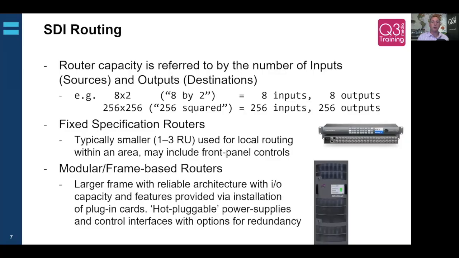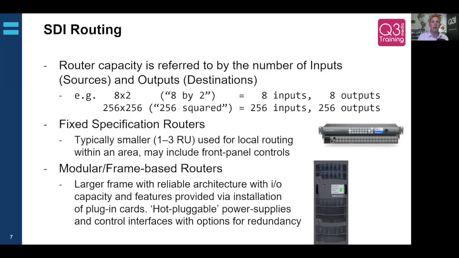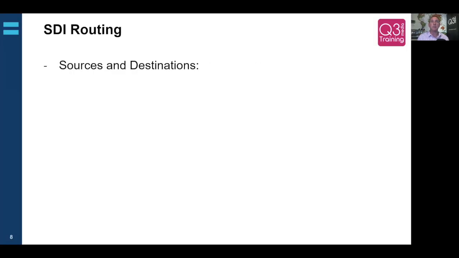Larger facilities will always have a modular router. Modular routers are good because obviously you can change the cards that are plugged into them to add more capacity for inputs, outputs, potentially some conversion, audio shuffling. It's not just about routing in these large frame routers. They'll also have hot pluggable power supplies and things like that. And this is the thing we're replacing with IP.